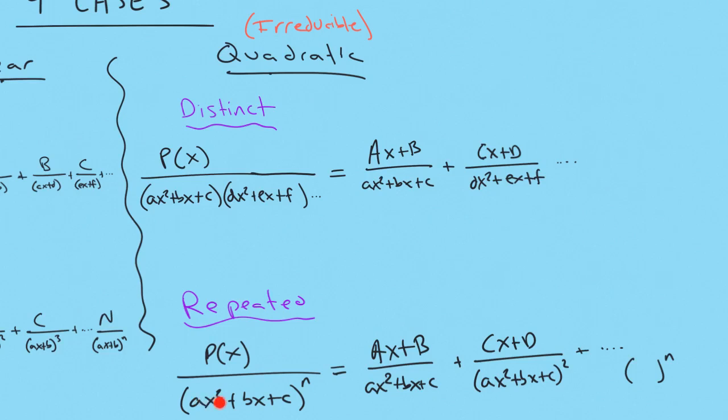If the quadratic irreducible is repeated to the nth power, we have the same kind of idea as the linear repeated ones. We have to build up to that power. So Ax plus B over ax squared plus bx plus c. Then we get a new linear term on the top, capital Cx plus D, over the quadratic to the second power. Then we'd have maybe Ex plus F over to the third, all the way build that up.